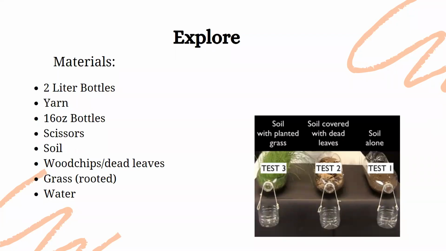For the activity, materials that would be needed are 2-liter bottles, yarn, 16-ounce bottles, scissors, soil, wood chips or dead leaves, rooted grass, and water. As we begin the activity, students will be separated into groups of 4, and each group will have a station where they will see their 3-liter bottles, and test 1 will have just soil alone. Test 2 will have soil covered with dead leaves, and test 3 will be soil with planted grass.